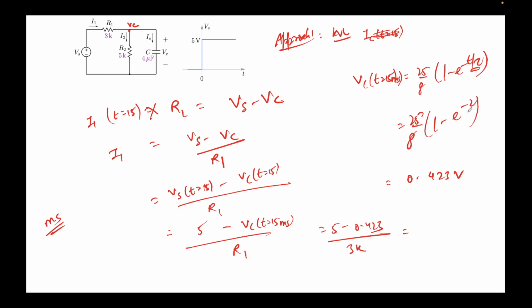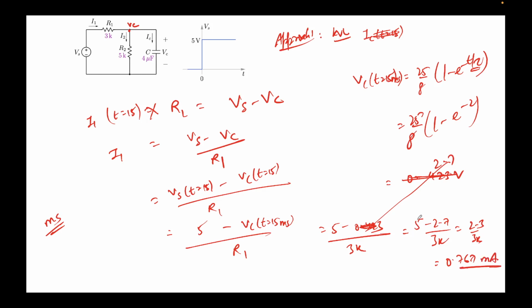There's a calculation mistake. This is not this, this is 2.7. So if I click this over here, this is 5 minus 2.7 over 3K. So 5 minus 2.7 is 2.3, sorry, 2.3 over 3K. If you calculate this, 2.3 over 3 is nothing but 0.767. K is in the denominator, so it will come in milliamps.